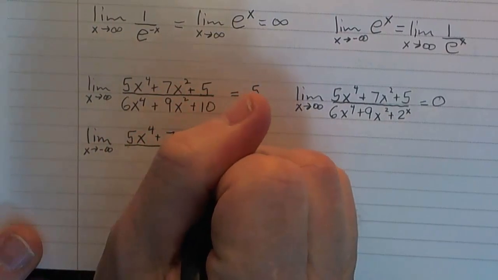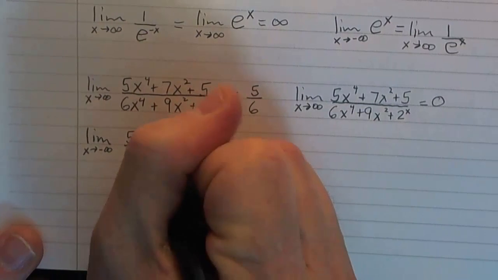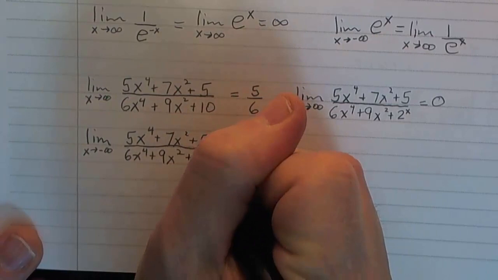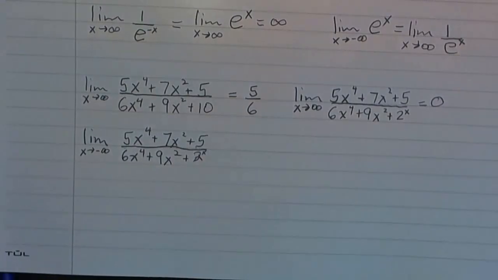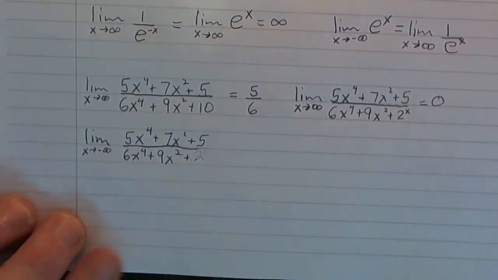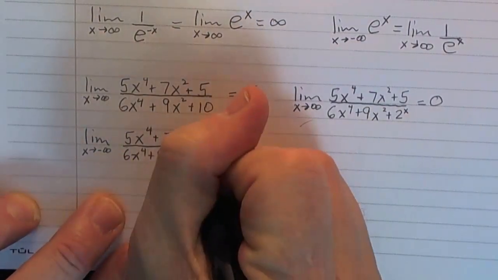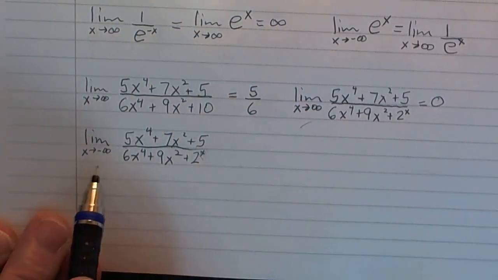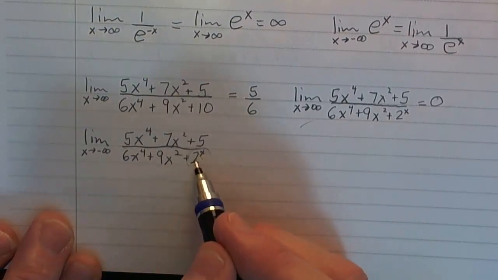And notice this is going to negative infinity now. This is 6x to the fourth plus 9x squared plus 2 to the x. Okay. Now, if I've got this situation, let me make it more clear. So we've got this 2 to the x. Now, this time, x is going to negative infinity. So this term right here is being raised to a negative power.